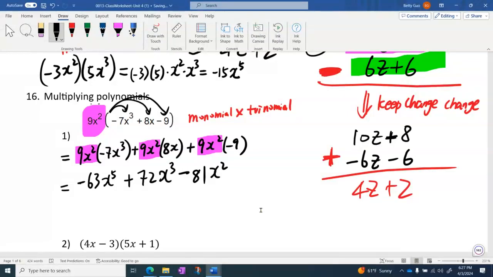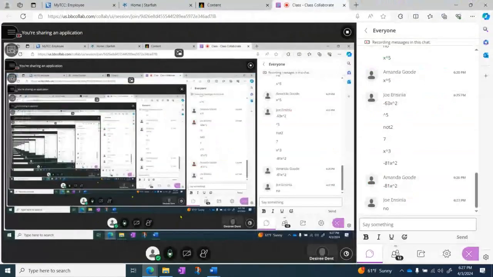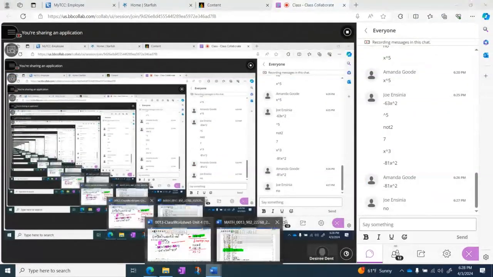If it's a monomial times a binomial, that will be the same, right? The process would be the same. You just need to distribute the monomial to each member in the binomial. If we are multiplying a monomial by a polynomial with 4 terms, then you just need to multiply the monomial with each of the 4 terms in the parentheses. And that's how we do it.